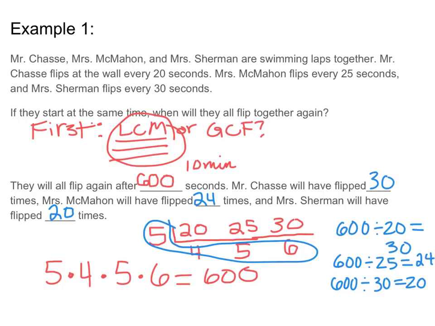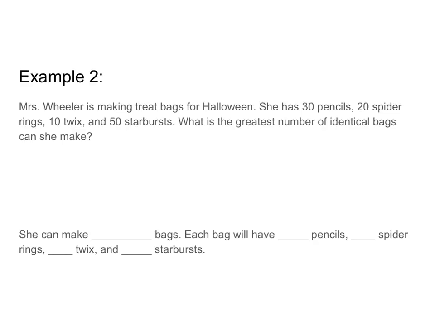All right, let's try another example. Okay, so now Miss Wheeler is making treat bags for Halloween. She has 30 pencils, 20 spider rings, 10 Twix bars and 50 Starbursts. What is the greatest number of identical bags she can make?